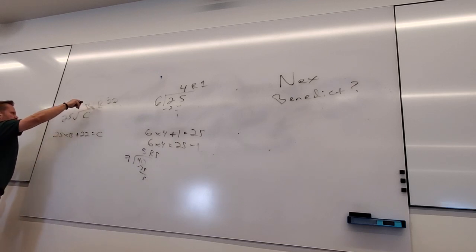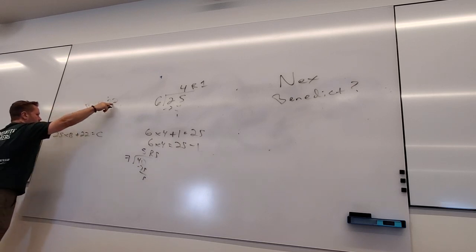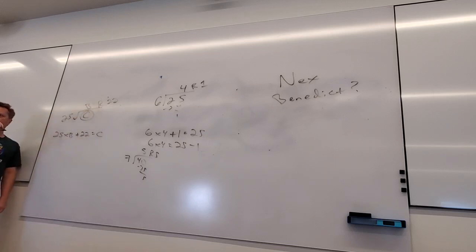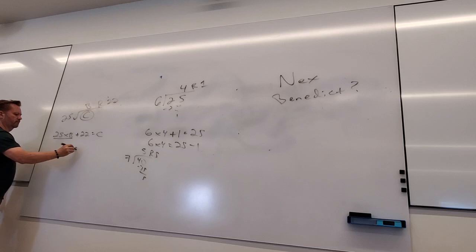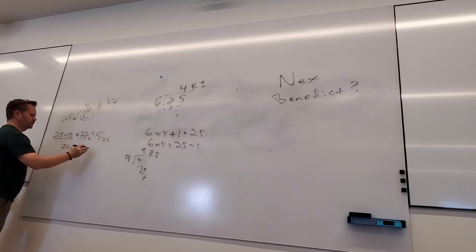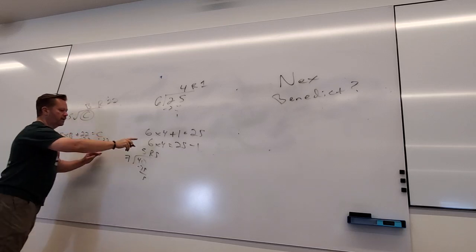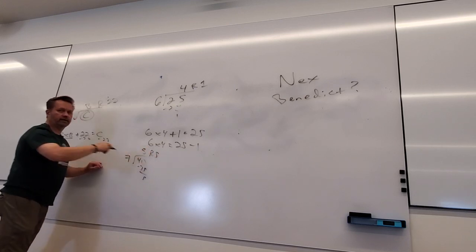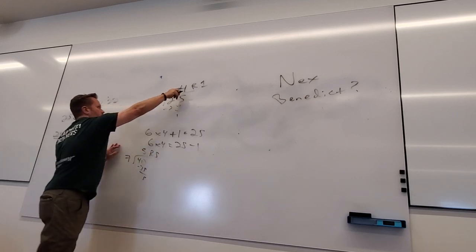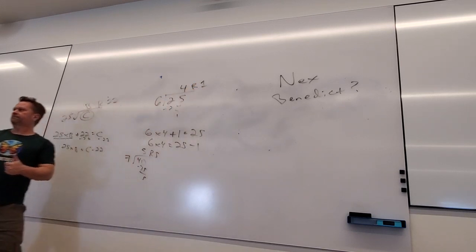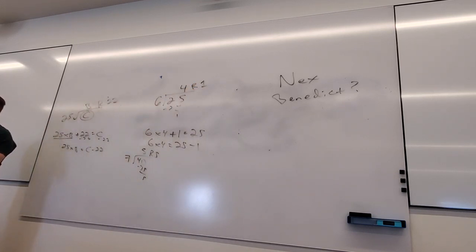So 25 times B plus 22 makes C. Now what is it I'm asking for? You're not done yet. Compute for the following division problem. Compute what? 25 times B. So how do I get 25 times B by itself? Subtract 22. So 25 times B is C minus 22. The same way that 7 times 5 is 40 minus 5, yes? The same way that 6 times 4 is 25 minus 1, yes? Same way.